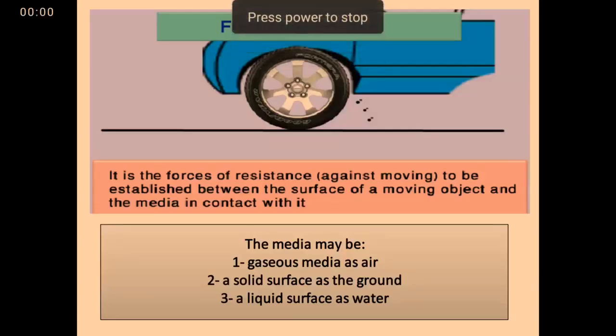Okay, back to our lesson. Second part in our lesson is the second type of the force originated due to the motion. The force originated due to the motion, second type, is a friction force. Before we know the meaning of friction force, we will do some activity.